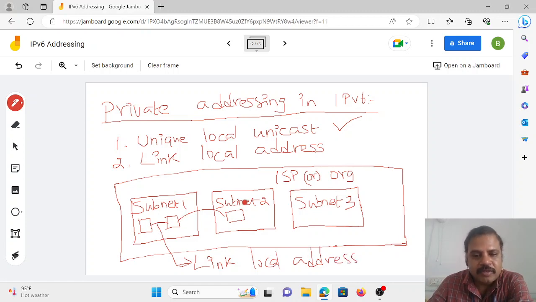Whereas from one subnetwork to another subnetwork, but within the same ISP or within the same domain, we have to use unique local unicast. So this is the difference. First, let us have a look at unique local unicast.